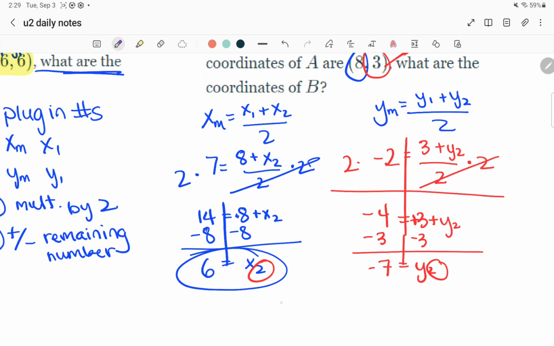And lastly, I need to write it as a point, right? Because it is an endpoint. Delta Math wants it as a point. So that is our answer.